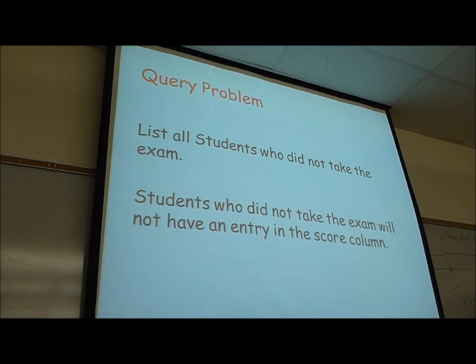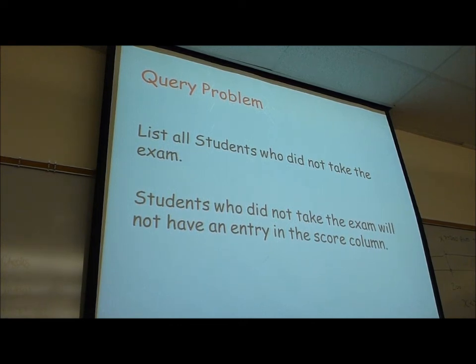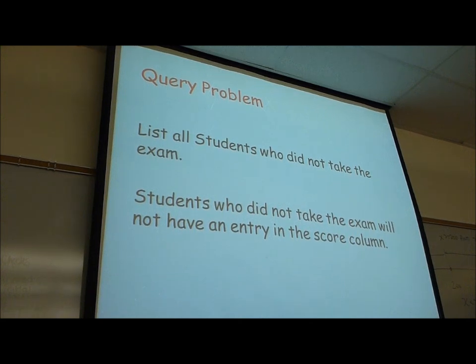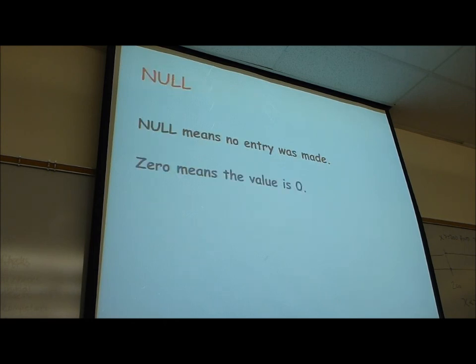Oh, man. List all the students who did not take the exam. I have to run this one every once in a while. Students who did not take the exam will not have an entry in a score column. And I think I have another set of tables that go with this. This is going to get us into the business of nulls, and these are going to create heartburn for us. We're going to talk about nulls, then we're going to see how we work them.